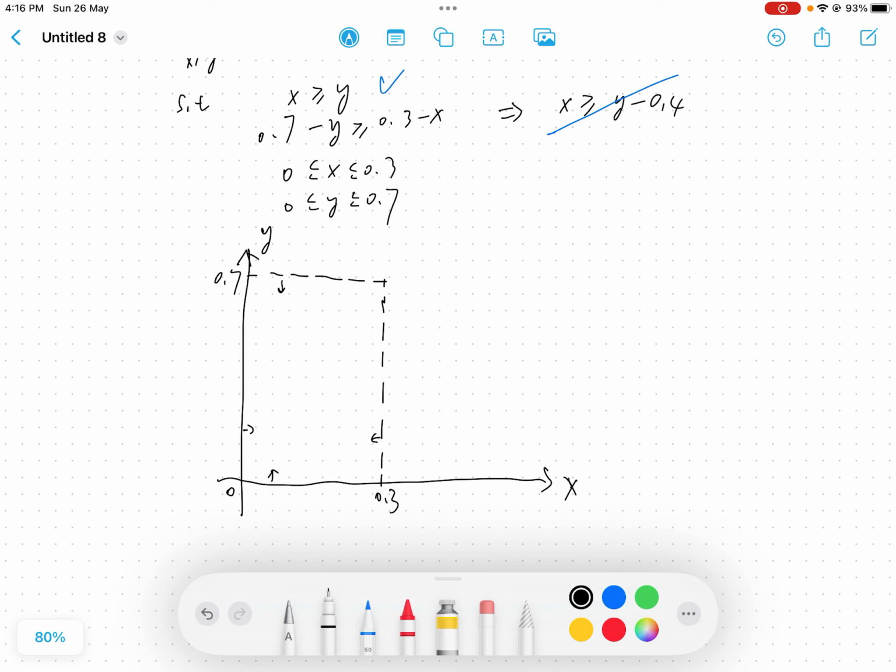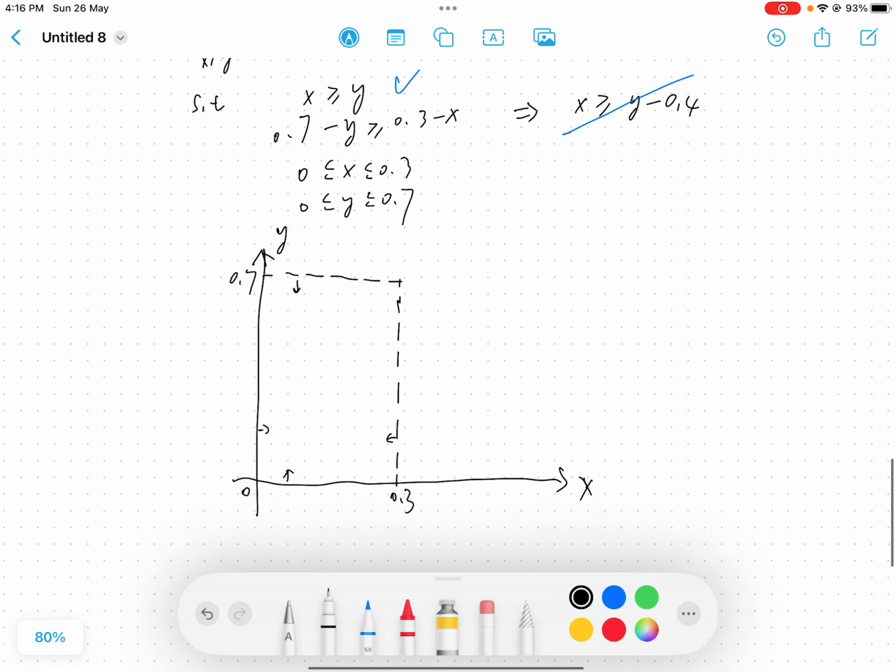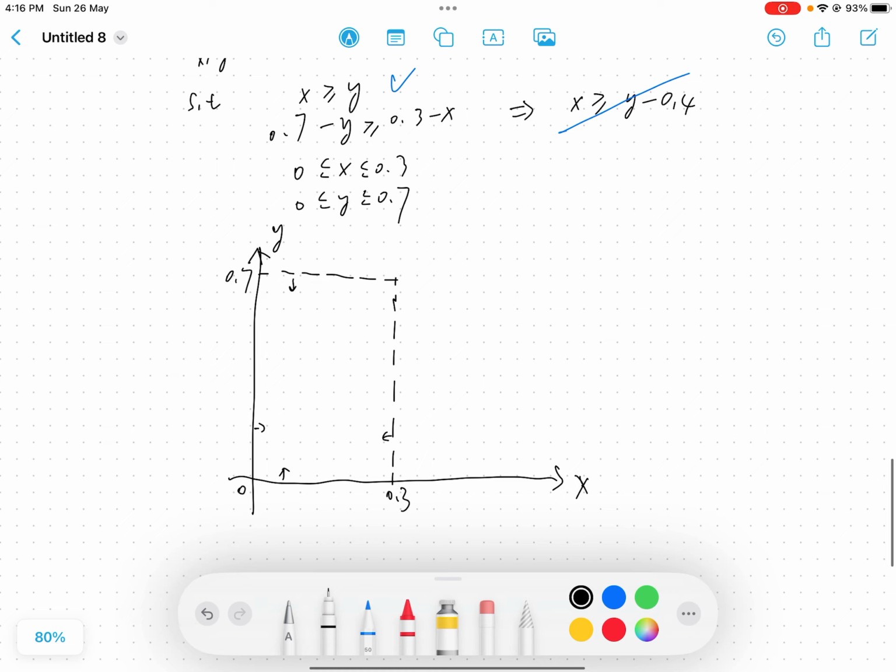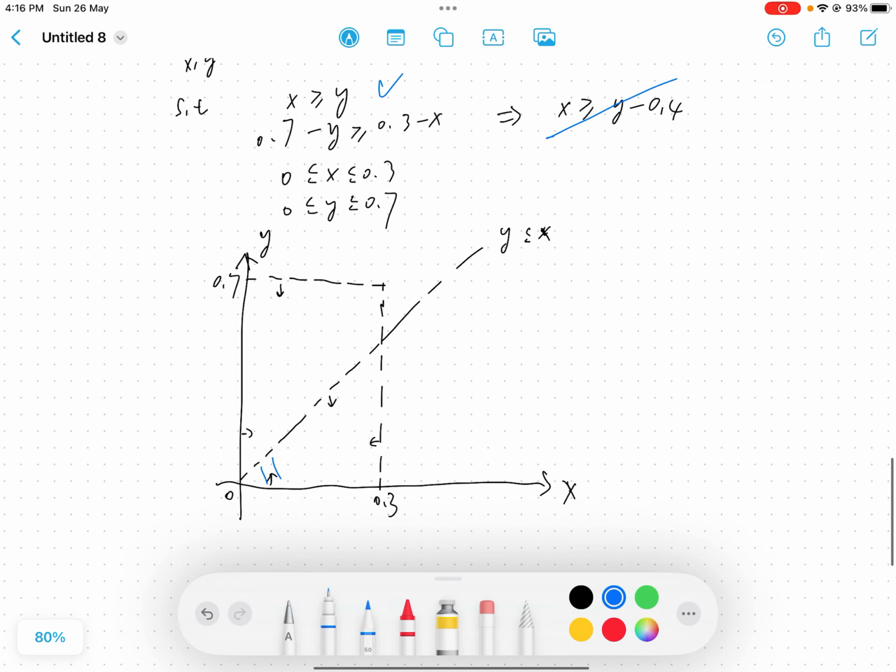Okay, and what else? We also have x greater than or equal to y, right? So it means that let's just draw a 45-degree line. So this is x, y less than or equal to x, right? So this means to this direction. Okay. So the feasible domain, the area that we're going to maximize over, is this, right? So that looks pretty straightforward.